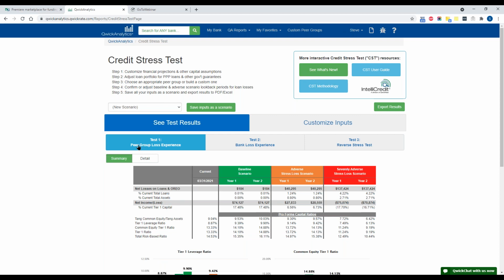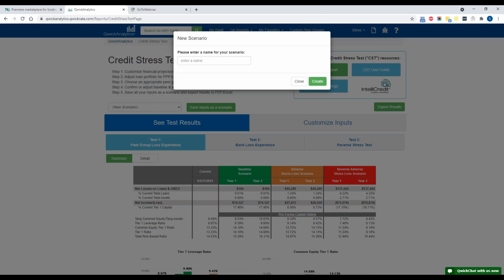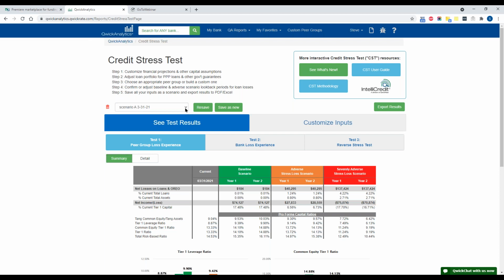Now that we've walked through each of the three tests, I just want to talk for a couple minutes about some of the administrative functions. There's a decent number of inputs that you can plug into running this type of a test. So you want to make sure that once you've got everything the way you want it, you save everything as a scenario. This is new functionality as well. I give it a scenario A as of 3/31/21, give it a date, and you can create as many scenarios as you want.